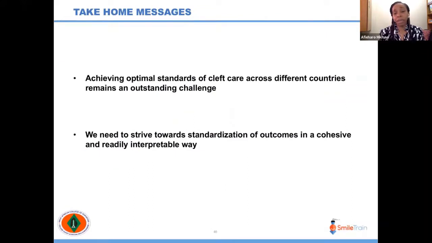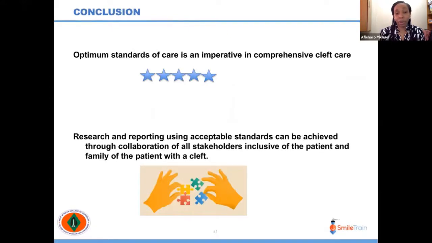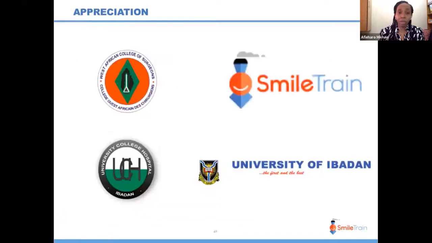Achieving optimal standards for cleft care across different countries is still an outstanding challenge, but yes, we must do it. We need to strive towards standardization of outcomes in a cohesive and readily interpretable way. Optimal standards of care is an imperative in comprehensive cleft care, and research and reporting using acceptable standards can only be achieved through collaboration of all stakeholders, which includes the patient and the family of the patient with the clefts.